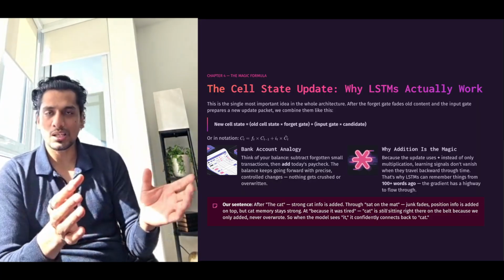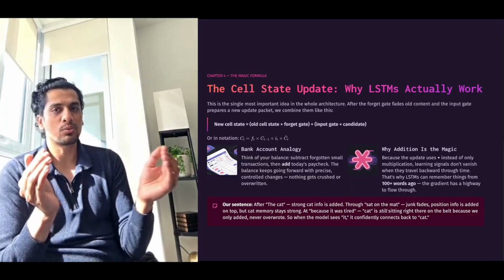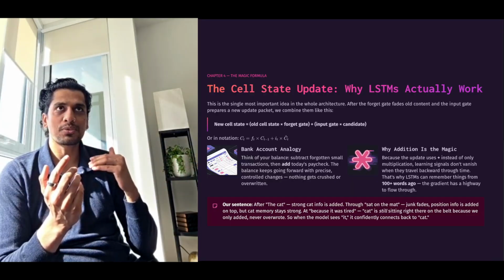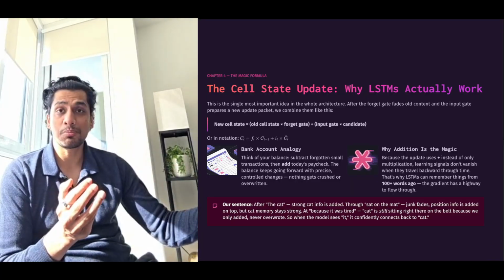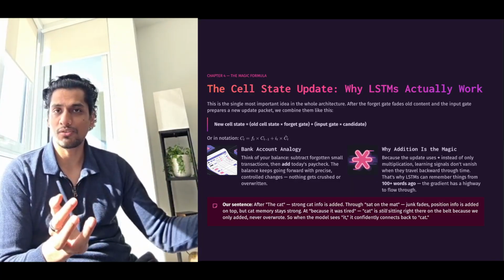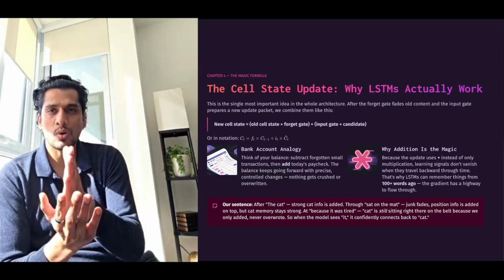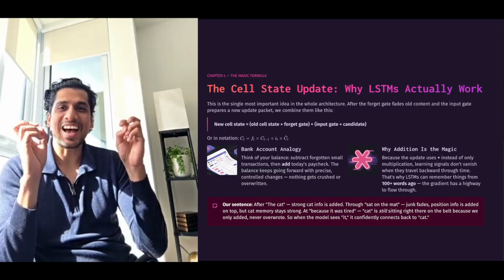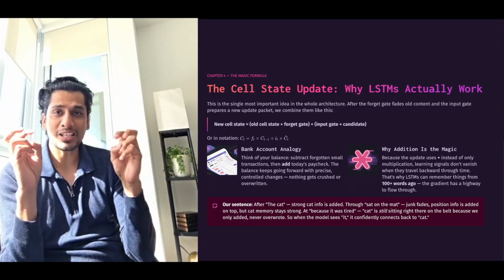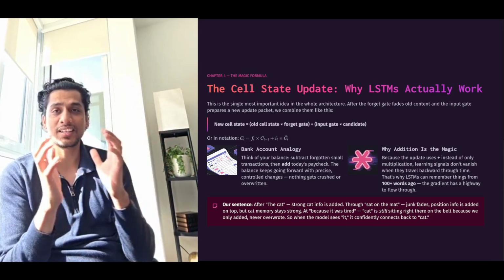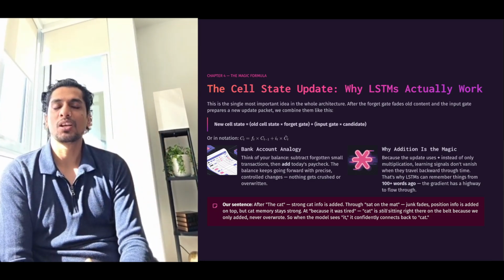They were good at keeping very short memories. If the sentence is not too long, it would do good. But when it comes to a really long sentence, maybe a paragraph with 100, 150, 500 words, it couldn't do a great job. And that's why LSTMs with these additive instead of multiplicative calculations help eradicate the vanishing gradient problem.